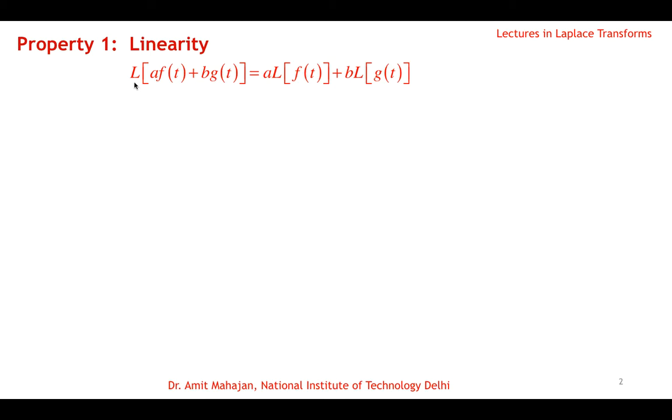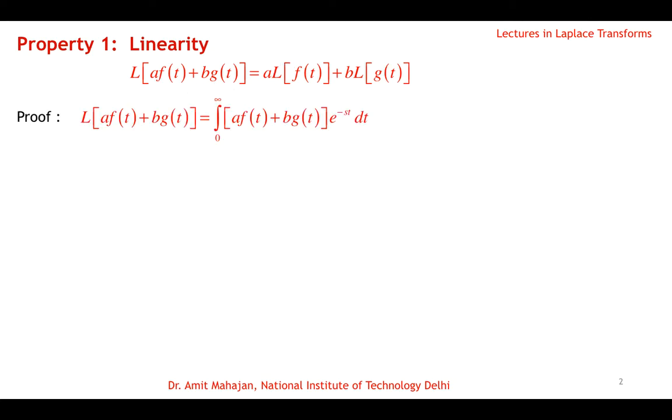That means Laplace of a sum of functions is the same as the sum of individual Laplace transforms. Okay, so by linearity we can separate the Laplace of a sum into the sum of individual Laplace transforms, and then if we know the result for the individual Laplace, we can have the Laplace of the sum.